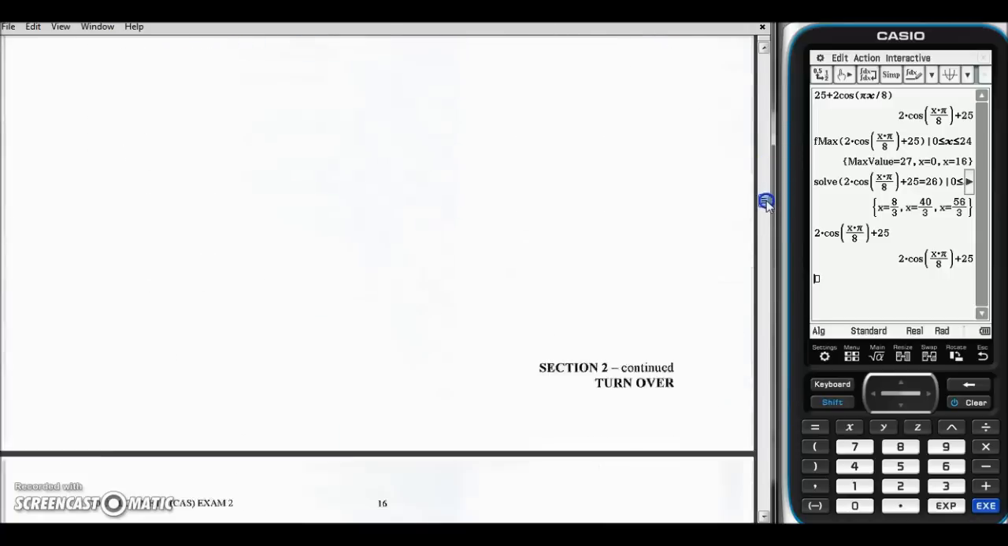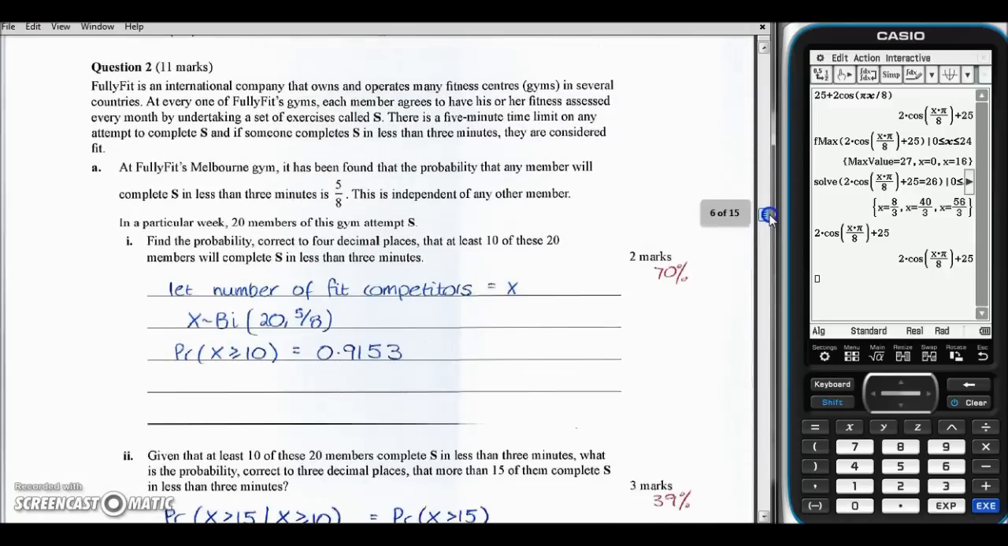So moving on. Question 2, we have an international company that owns a lot of gyms. This is already sounding like probability. And at every one of the gyms, each member agrees to have his fitness assessed by undertaking a set of exercises called S. I'm not going to read out this whole thing. Basically, if you can complete S in less than 3 minutes, you're fit. So at the gym, it's been found that the probability someone will be fit is 5 on 8, which is independent of anybody else. And in 1 week, 20 members attempt it.